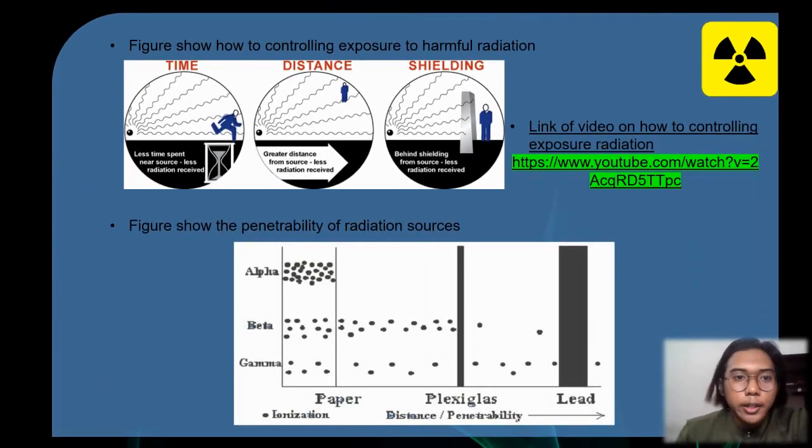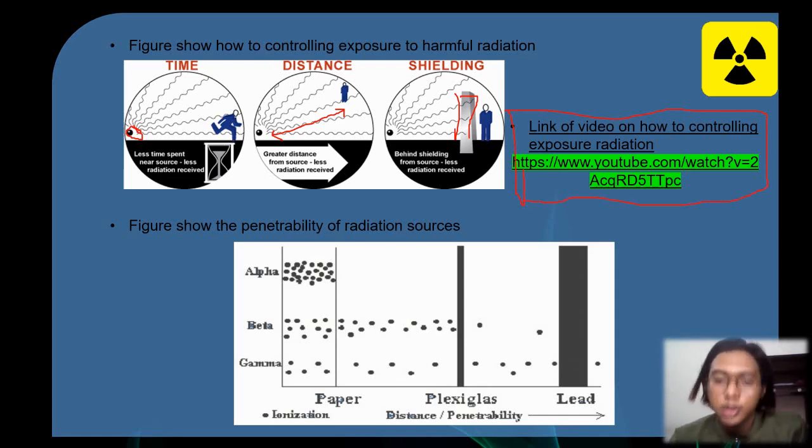So here I attach the figure on how to control exposure to harmful radiations. For time, the less time, the less radiation received, and for distance, we keep as far as possible, then less radiation is received. And for shielding, the more dense the shield, the more protection it will provide. Here I also attach a link of a video on how to control the exposure to radiations.